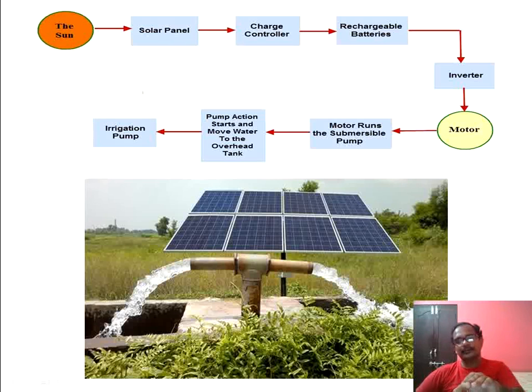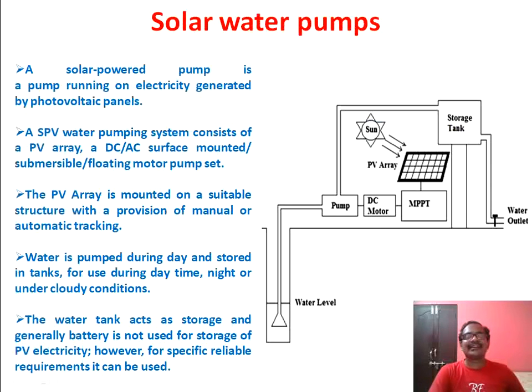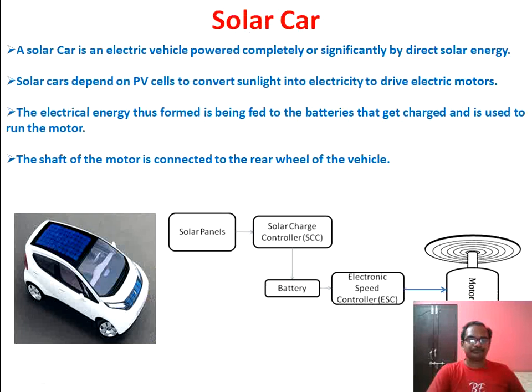So there are two water pumping applications. This example is used for irrigation purposes, in agricultural solar water pump sets, and this is a pump set which is used in our home water pump set, right?